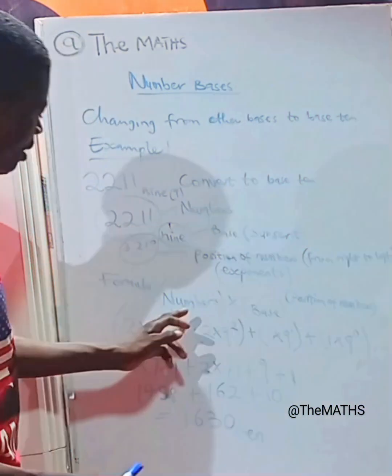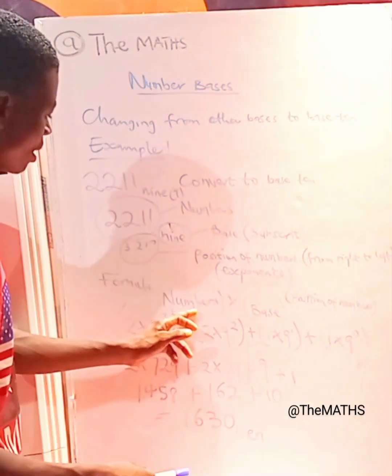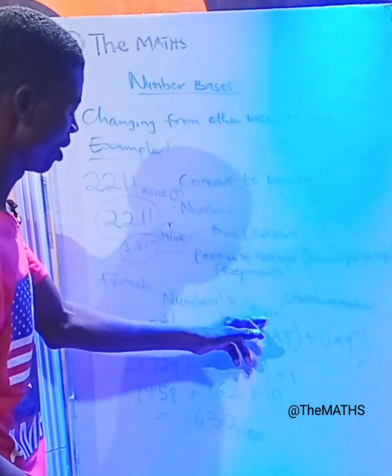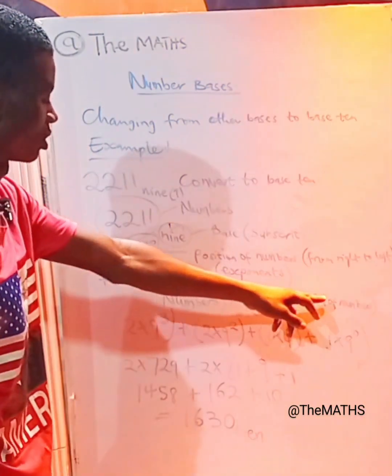Then there is the formula. When you take one of the numbers, you multiply it by the base, and the base exponent, the position of the number.